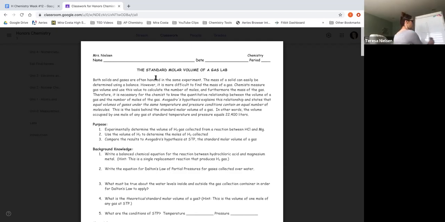Okay, so you guys remember this, right? It doesn't matter what the identity of the gas is. 1 mole of any gas under standard temperature and pressure conditions has a volume of 22.4 liters.